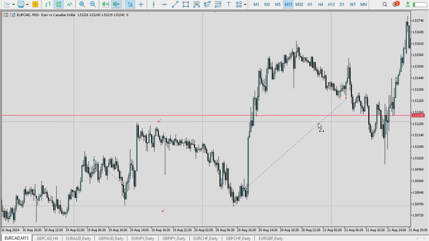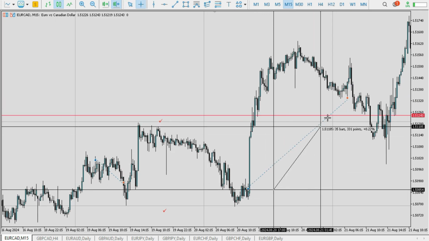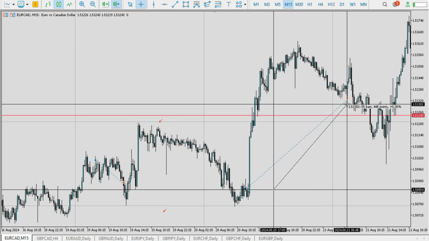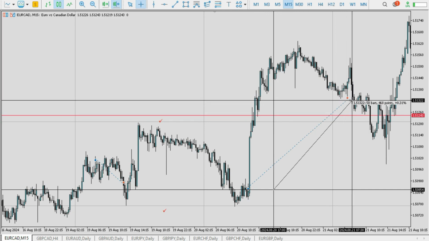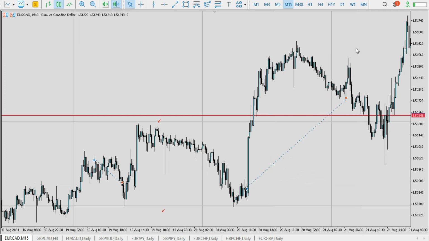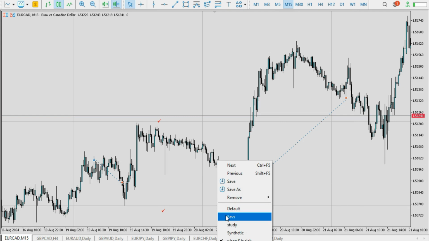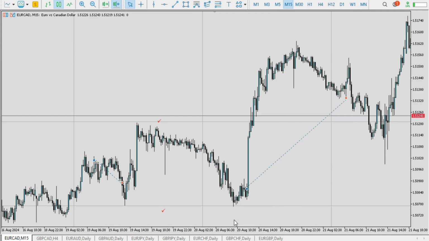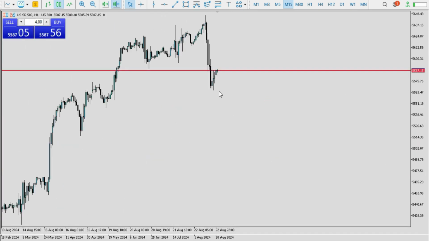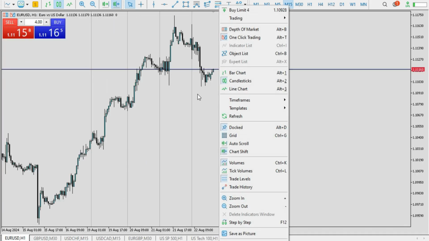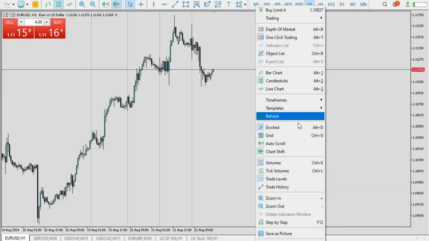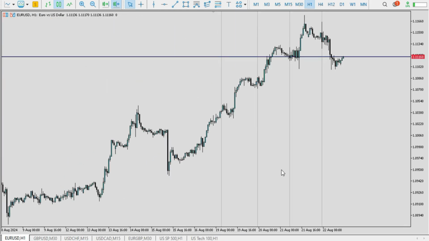I think this was about 44 pips, 46 pips, sorry, 46 pips. So that was for cable. Let me see if I can do the Euro USD. Euro USD was on.